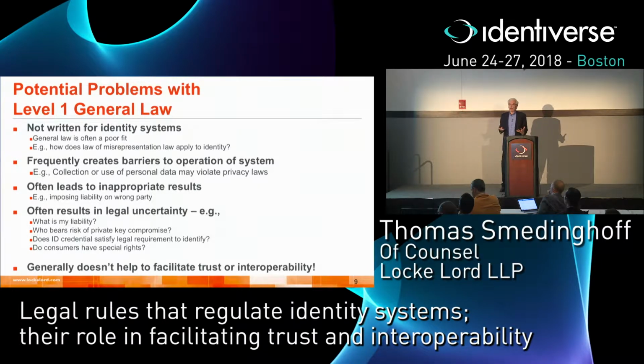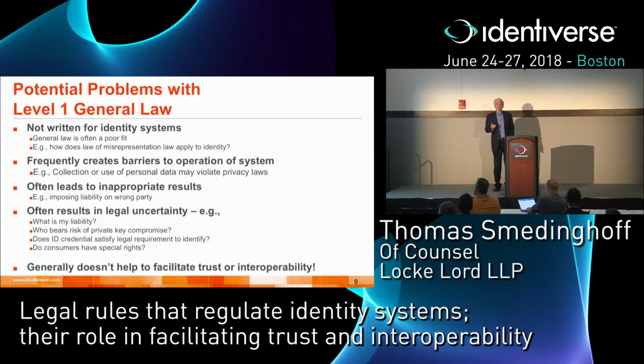Existing general law may create barriers to the operation of an identity system. The most obvious barrier, of course, if you're a data subject, you wouldn't consider it a barrier, is privacy laws, because they restrict what you can do with the information that you want to collect and use in the context of an identity system. Existing general law may also lead to inappropriate results. It may impose liability on a participant in a situation where perhaps it's not considered appropriate in the context of an identity system, but because we're applying an old law written in a different time for a different purpose, it may give us a bad result.